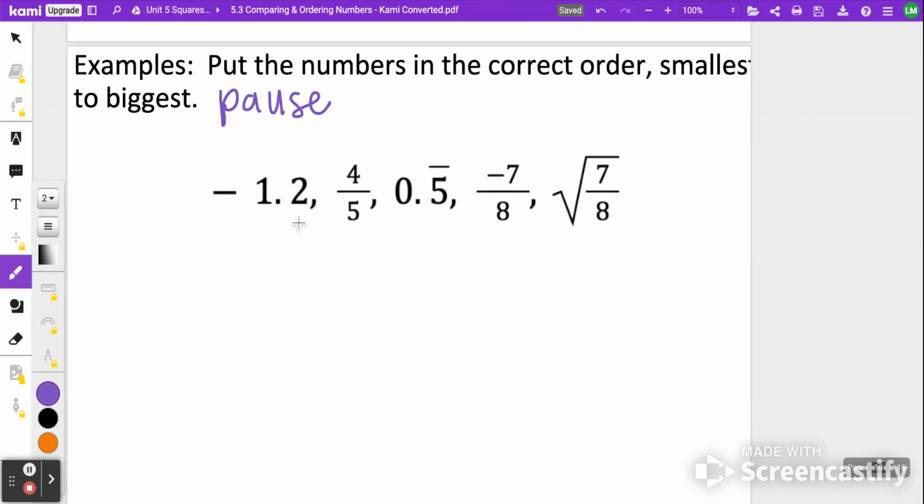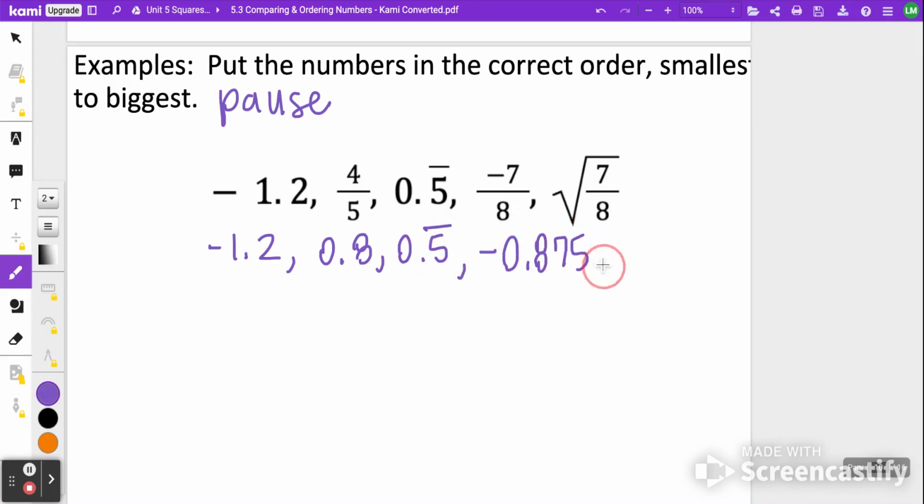All right, the first thing I'm gonna do is write all these in decimal or integer form. So I've got negative 1.2. 4/5 is 80% or 0.8. This one is 0.5 repeating. Negative 7/8 is 0.875. And then the square root of 7/8 is not a big number.